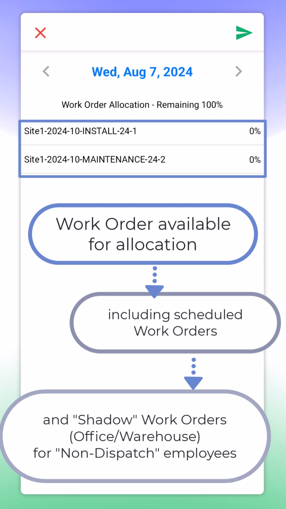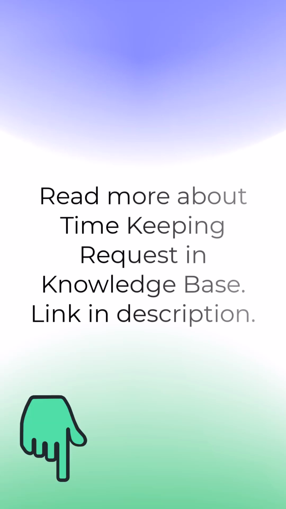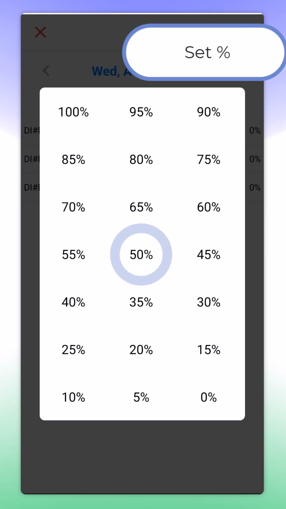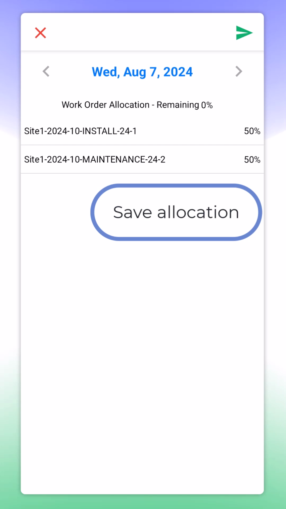These are work orders that we don't create a dispatch for, but we'd still like to have them available for time allocation. For example, some office and warehouse work orders fall into this category. The logic of manual time allocation is the same as in the previous version of the app. So to find out more about when you're prompted to allocate time and which work orders you see there, visit our knowledge base. To allocate time to a work order, select it and estimate your working hours. If there is more than one time card required for manual allocation, just switch to it and complete the allocation. Once you've done that, tap the green plane icon to save your allocation.